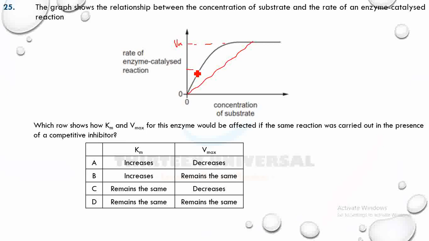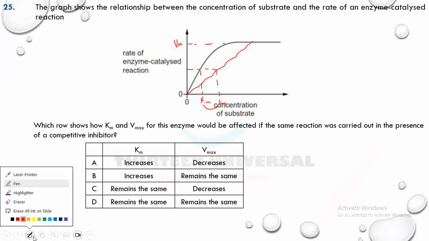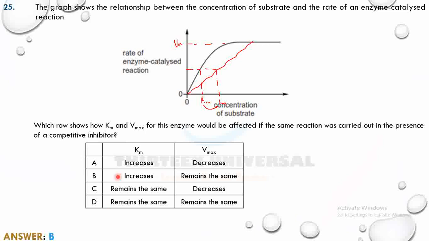If you trace it, the Km without inhibitor will be this. That's here. If you trace it to the second graph, the Km will be this. So the Km will increase, Vmax will be the same. So which option shows Km increasing? Km increases from here to here, Vmax is the same. That's option B.